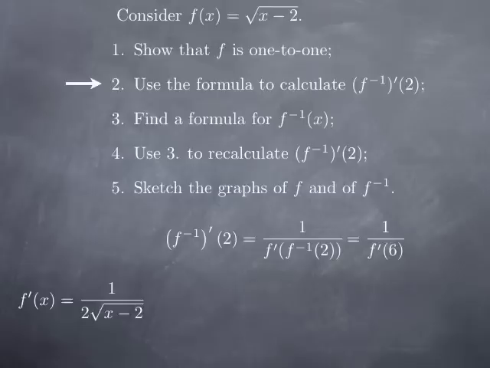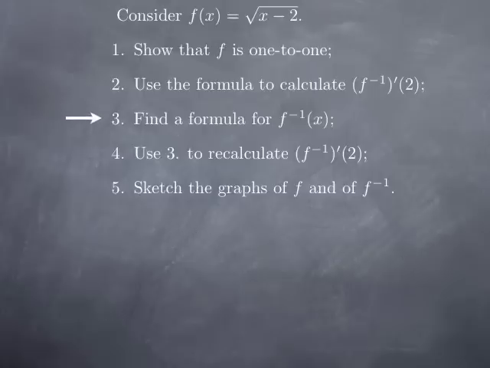So because f inverse of 2 is 6, we plug that in and we obtain that the derivative we are looking for is 1 over the derivative of f at 6. But the derivative of f is 1 over 2 root of x minus 2, so when we plug x equals 6, we obtain 1/4. In other words, the derivative we're looking for, derivative of f inverse at 2, is a reciprocal of 1/4, in other words 4.